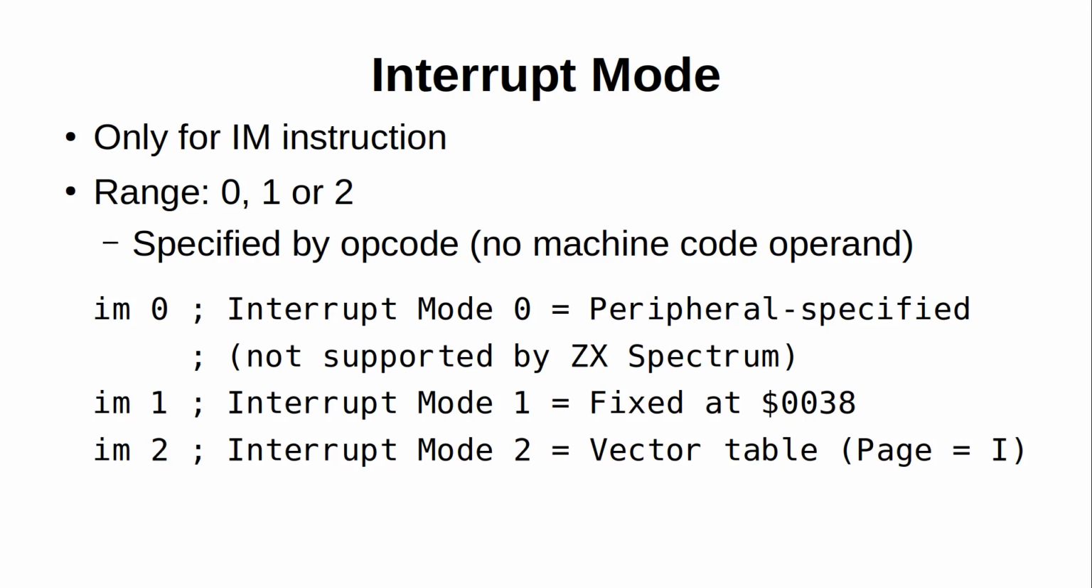The assembly instruction just has a 0, 1, or 2 after IM, but that number is not in the machine code, instead being encoded into a 2-byte opcode, with neither of the bytes being the actual number of the interrupt mode. For the Spectrum, interrupt mode 0 is not used at all, so we'll never actually use that particular instruction.